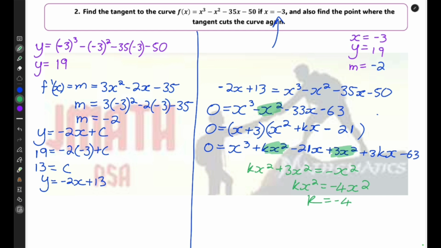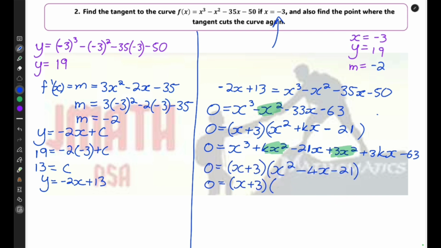Now that helps me to get the second bracket, which I can just factorize. I'm just going to take this away, but now you guys know how I got the minus 4. Now I can just use my grade 9 trinomial skills to see this would be x minus 7 and x plus 3. And therefore, the other x value where it cuts again would be when x is equal to 7. I know the one answer is x is equal to minus 3, but that is not what I'm looking for, so it's not applicable.